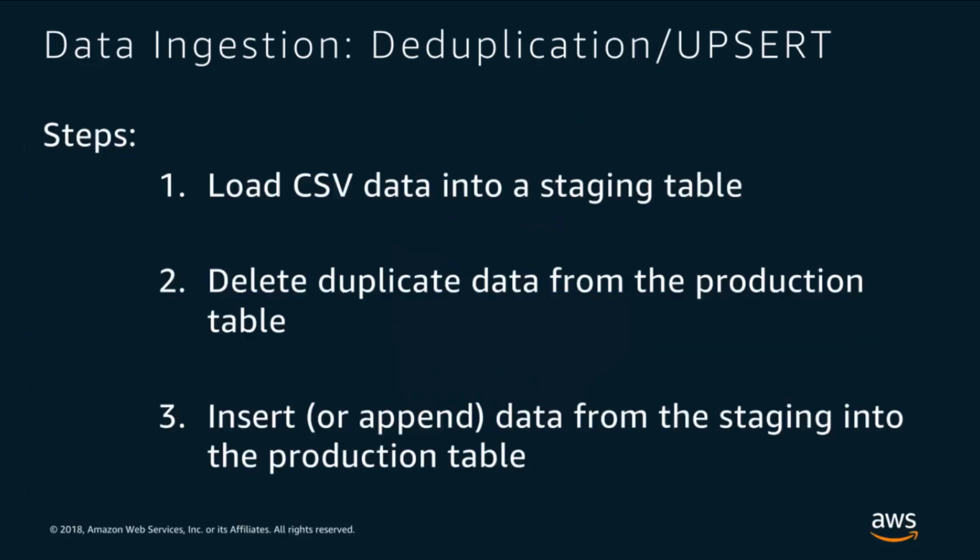The steps to doing this are, we're first going to create a staging table and load that CSV data into the staging table. Then we're going to want to delete the data out of our production deep dive table where the records match, and then we're going to insert all of the records from the staging table into the production table.